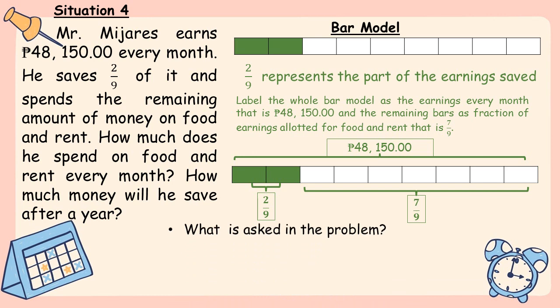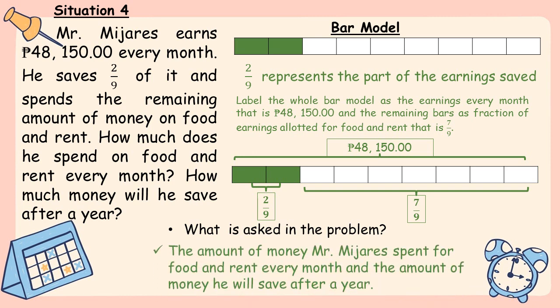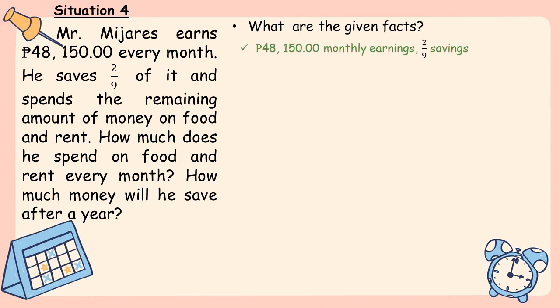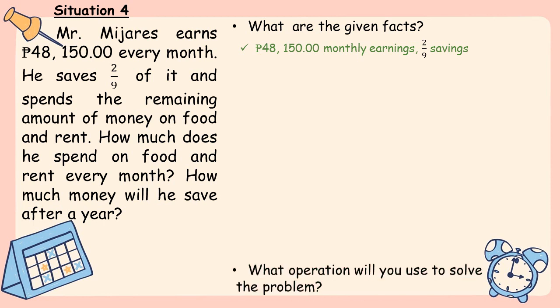Now, we need to solve the problem by first doing the first step, what is asked in the problem. So, we are asked to find the amount of money Mr. Mijares spent for food and rent every month, and also the amount of money that he will save after a year. And then the next thing that we're going to do is to find the given facts. Based on the problem, 48,150 pesos is the monthly earnings of Mr. Mijares. And another given fact is that the savings is 2/9.